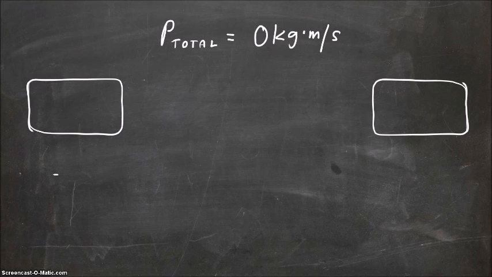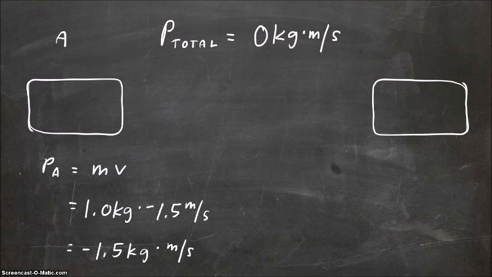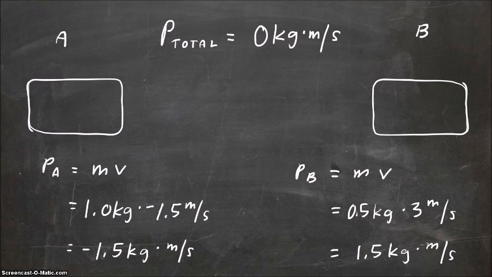So now let's do our calculation where we have cart A, having a 1 kilogram mass and moving at a velocity that is measured of negative 1.5 meters per second. We end up with a momentum of negative 1.5 kilogram meters per second. Then for cart B, we have the mass of 0.5 kilograms times the velocity of 3 meters per second, and we end up with positive 1.5 kilogram meters per second.